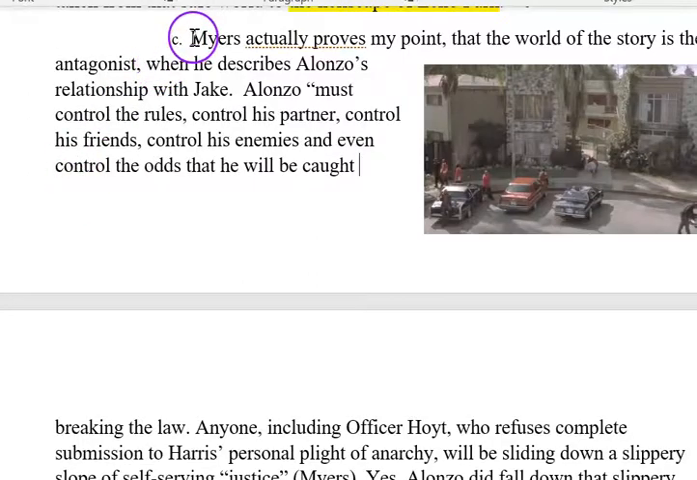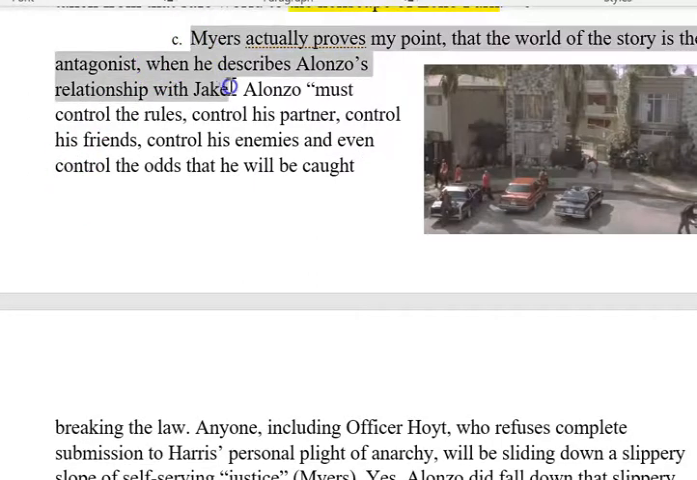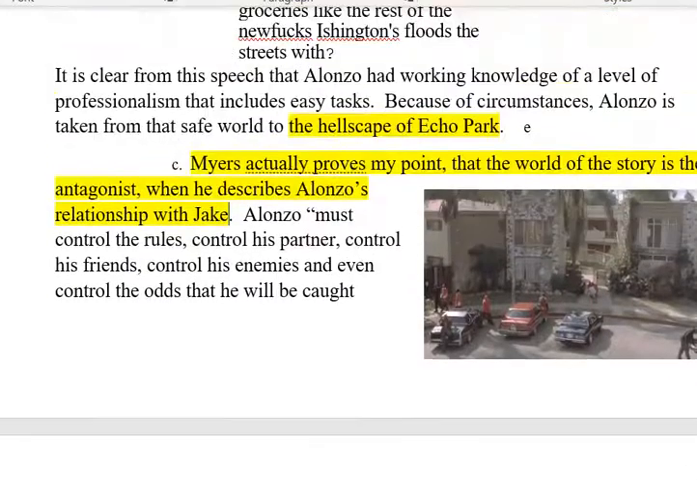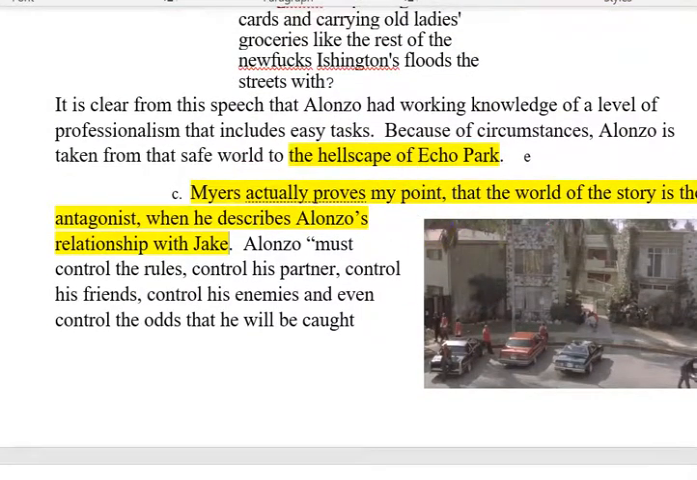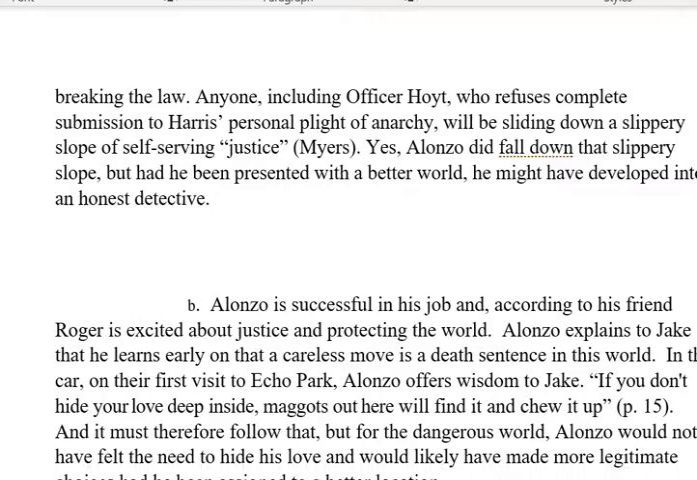Okay, you're right. This paragraph begins with this sentence. This is the topic sentence. Okay, and there's a picture of the world, the hellscape that is the world of the story, right? Echo Park. And that takes care of that.